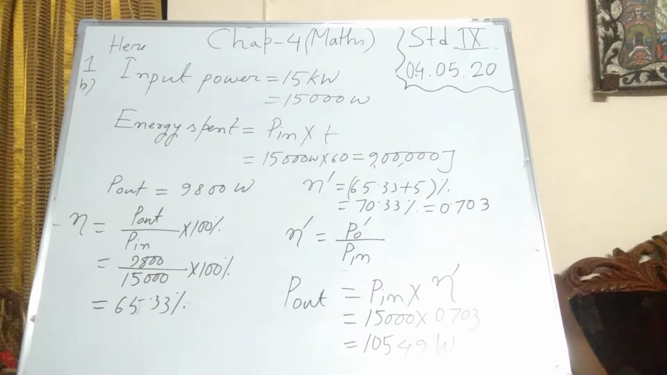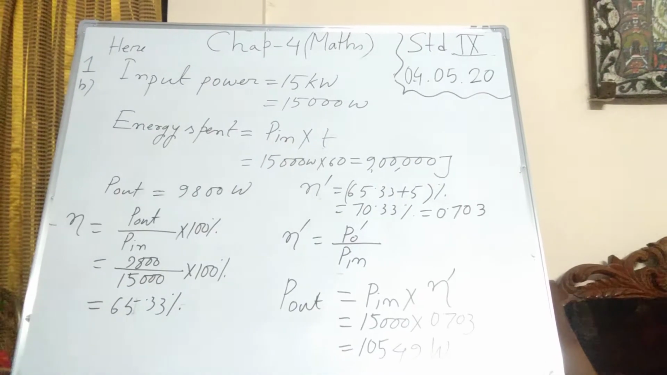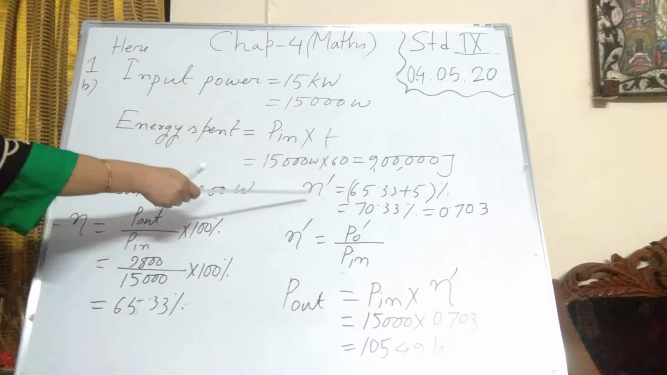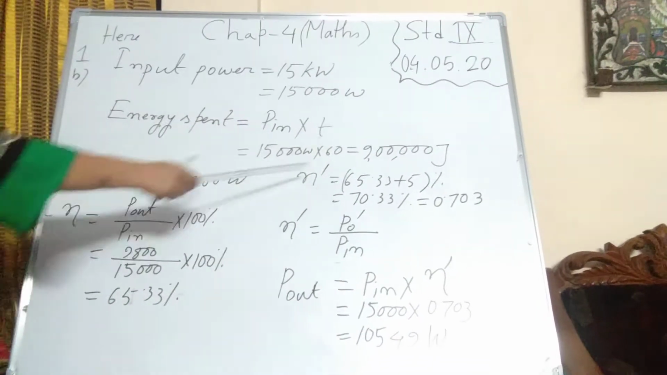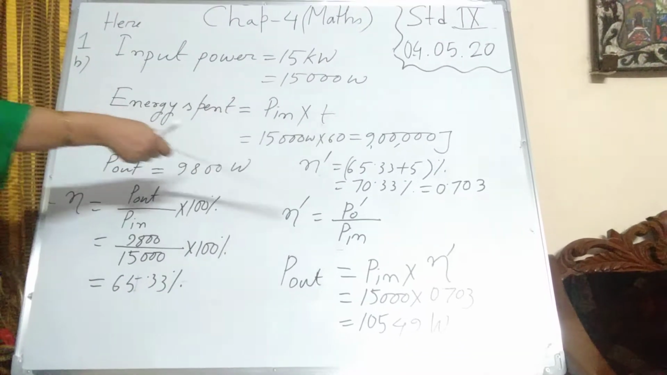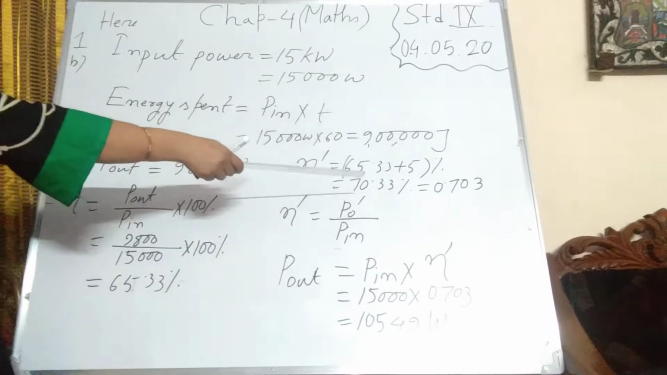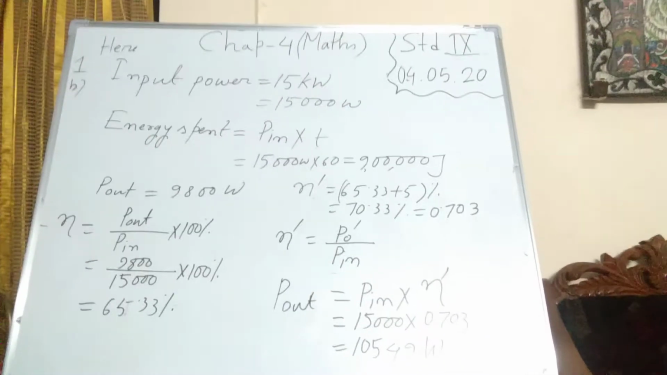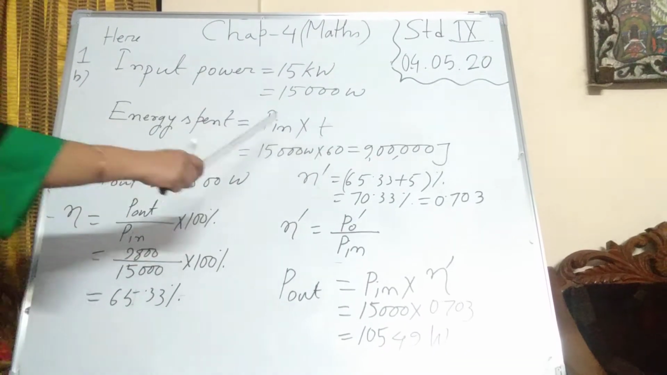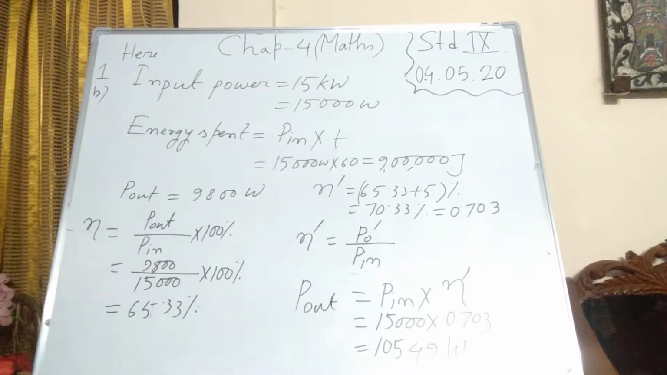Now what is told? If the efficiency is increased by 5%, so in that case the efficiency, I write here eta prime. Here it is eta and here it is eta prime. Eta prime equal to just 5%, we will add there and we get 70.33%. That can be written as 0.703. Because you know how it can be converted into that, I think you know.